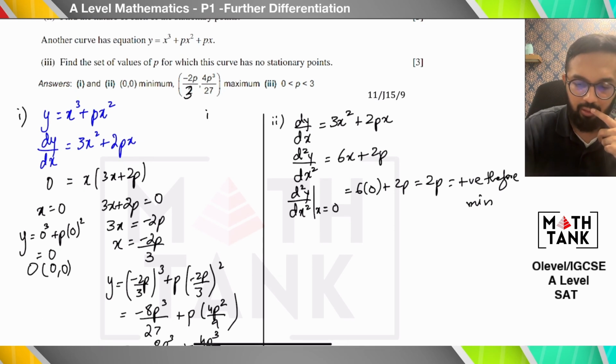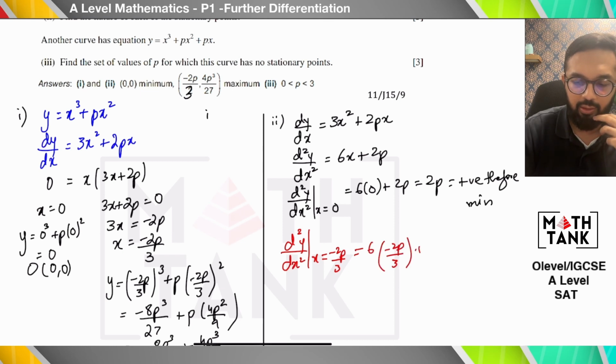Then d squared y over dx squared at x equals minus 2p over 3. So 6 times minus 2p over 3 plus 2p. That gives me minus 2p. Negative, therefore maximum.